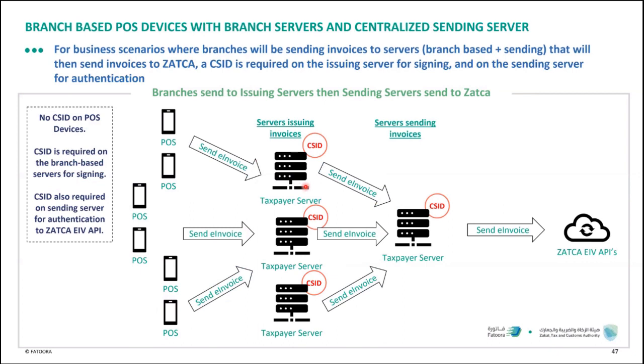Another more complex scenario is where we have a taxpayer with multiple branches and, let's say, a regional server. In that case, the points of sale are not generating, they are just a channel. So we have, let's say, a branch server that is issuing and sending, even though it's not sending to ZATCA directly, it's sending to a centralized server at some sort of centralized location. Then the one that is issuing will have to have a CSID and the one that is sending will have a CSID. And since these ones are not issuing or sending, they don't need to have any CSID generated for them.